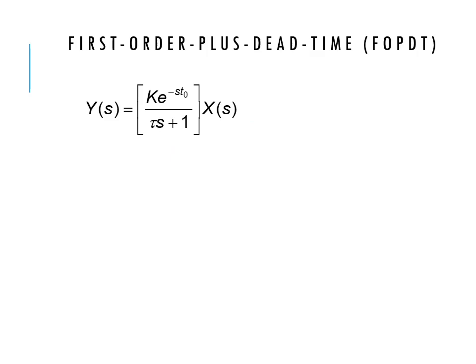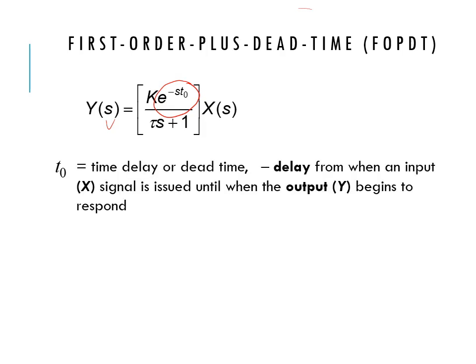By the real translation theorem, the time delay will modify the standard first order transfer function as in the equation below: Y(s) equals K e to the power of minus s t naught divided by tau s plus 1, times X(s), where t naught is known as the time delay or dead time, the delay from when an input signal is issued until when the output y begins to respond.